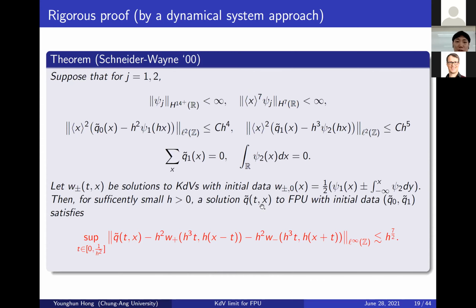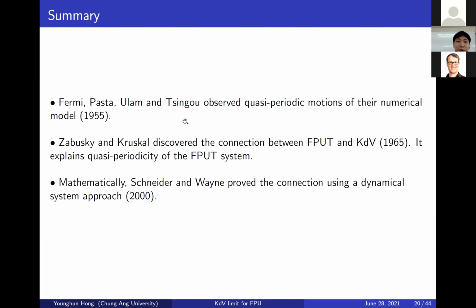Okay, so this is a quick summary. These four physicists introduced the Fermi-Pasta-Ulam-Tsingou system, and they observed quasi-periodic motion in their numerical model. And Zabusky and Kruskal discovered some connection between the FPU system and KdV. And mathematically, Schneider and Wayne proved the connection rigorously using a dynamical system approach.